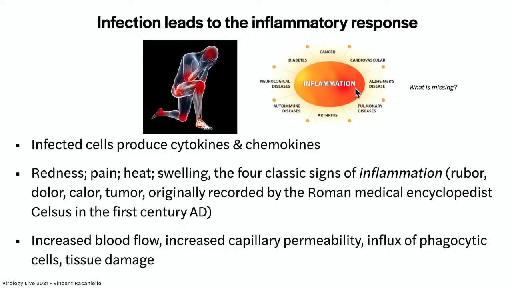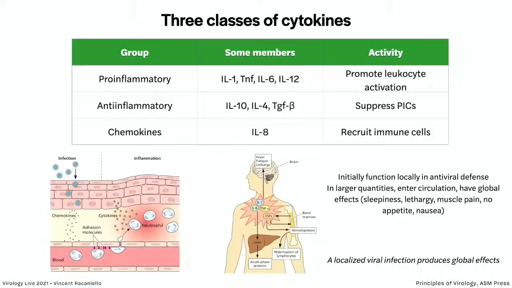Inflammation is not just caused by infection. So here's a slide I downloaded from the internet. I said, what's inflammation? Give me an image. And this is what I got. Inflammation is part of cancer, cardiovascular diseases, Alzheimer's, pulmonary disease, arthritis, autoimmune diseases, neurological diseases, diabetes. But what's missing? It's also part of infection. A lot of things induce inflammation. If you have a muscle injury, your body's going to respond to try and repair it. It will involve inflammation, these four signs that are caused by the cytokines and chemokines.